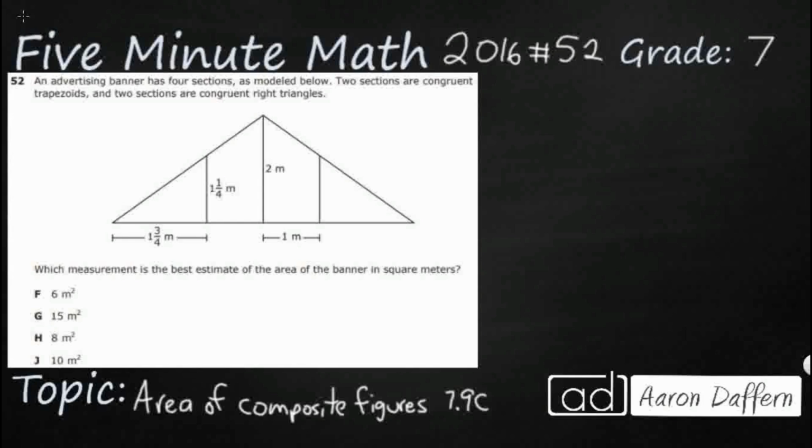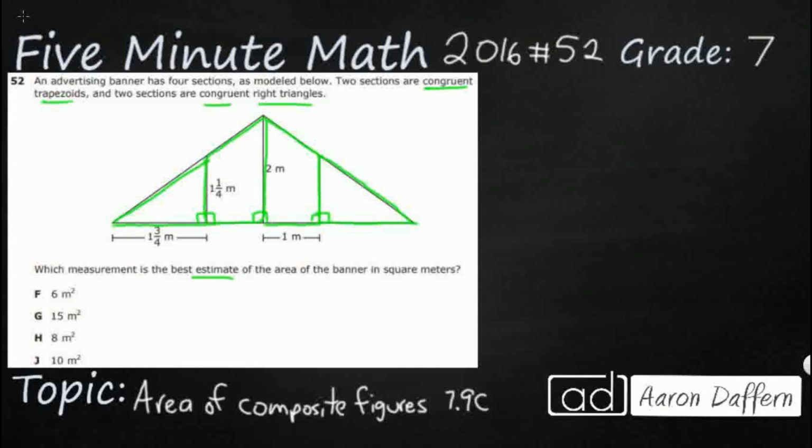So we have this strange advertising banner, and we've got two congruent trapezoids. So that's going to be right here. These are right trapezoids. They only have one slanted line. And then we get two congruent right triangles. Now this congruence really helps us because if I find the area of one trapezoid, I know the area of both, and same with these right triangles. So these are all right angles right here. All right, so what is the best estimate of the area of the banner in square meters?